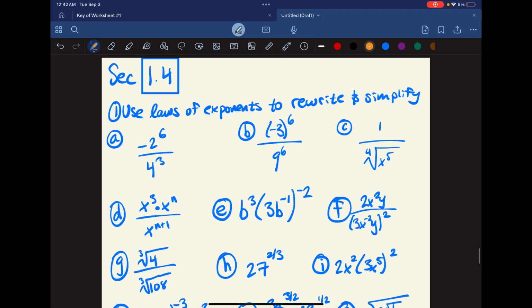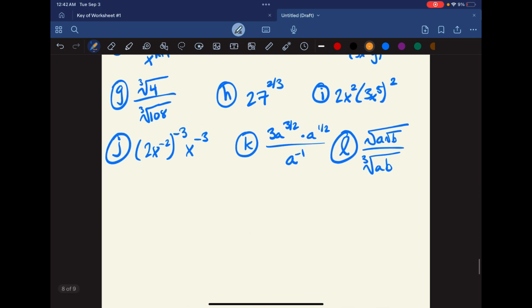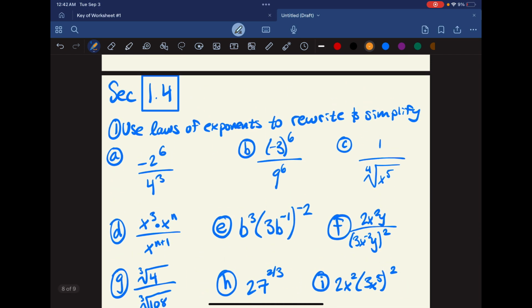Okay, so now section 1.4. We're going to use the laws of exponents to rewrite and simplify the plethora of expressions we have here. So to start with A, let's rewrite 2, and we can use one of the squared. So 2 squared is 4. And if we square something, we've used up 2, a factor of 2 out of the exponent. So we're left with 4 cubed divided by 4 cubed, which is just negative 1.